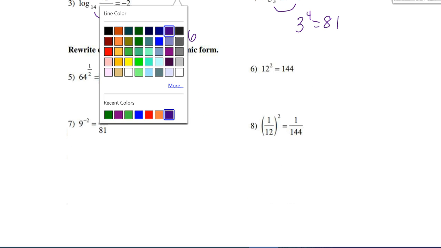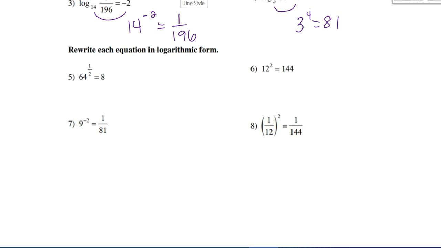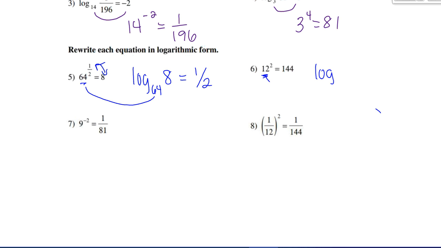Okay, let's go the other way now. Rewrite in log form. Starts with, write the word log. The base here becomes the base on the log, little guy. These guys swap places. So 8 goes in the log, 1/2 gets to be alone. Okay, write the word log. The base gets put under the log. These two swap places. 144 goes in, 2 comes out.